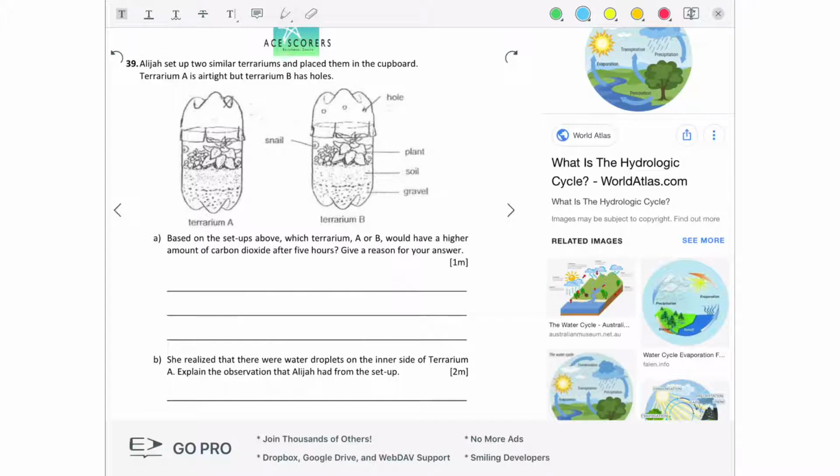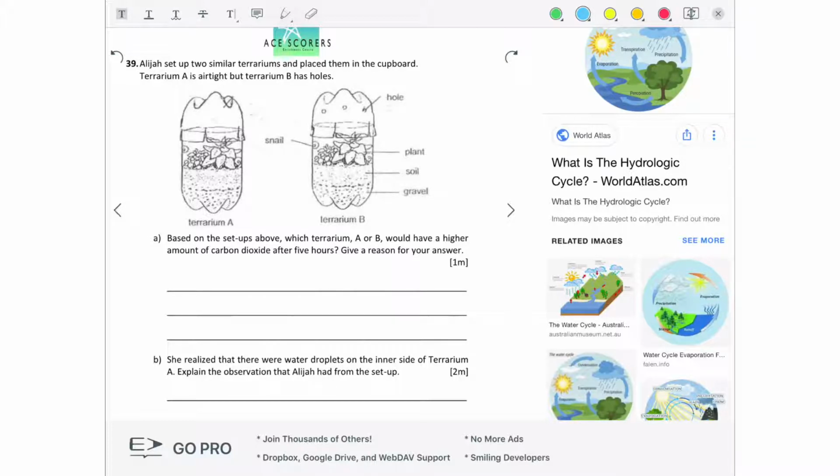Basically they have all the animals, the organisms inside there, and it's supposed to survive by itself without any help from outside. That means you don't need to water it. It gets its own water from within the environment. So the question is, based on the setups above, which terrarium A or B will have a higher amount of carbon dioxide after 5 hours?